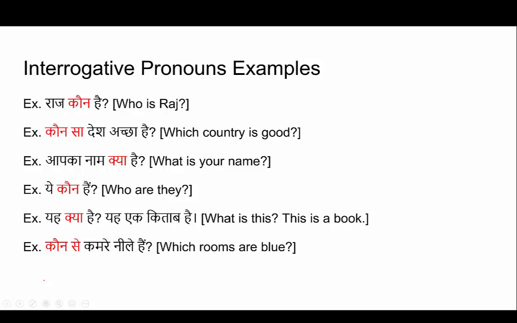Kaun se kamre neele hai? Which rooms are blue? So once again, to determine whether we use the sa, se, or si suffix, we take a look at the succeeding noun. Kamre. Kamre means rooms, and it is masculine. So it is masculine plural. Because of that, we would say kaun se kamre. Now remember, the verb also has to agree with the subject, which in this case is kamre, and so we'd have to make it plural.